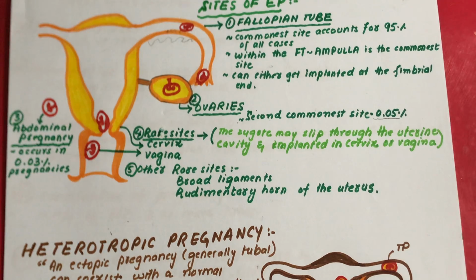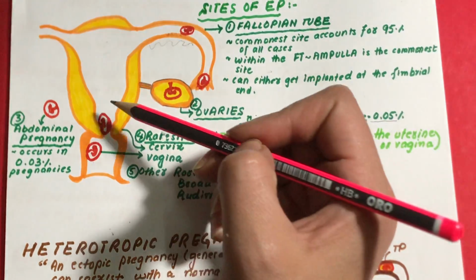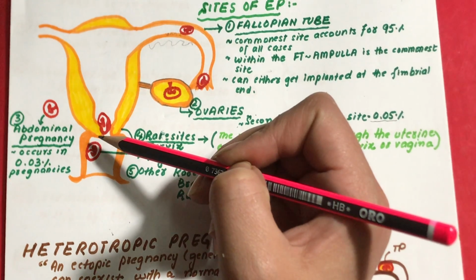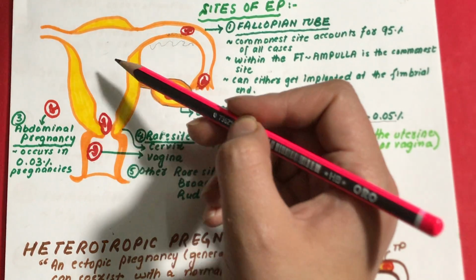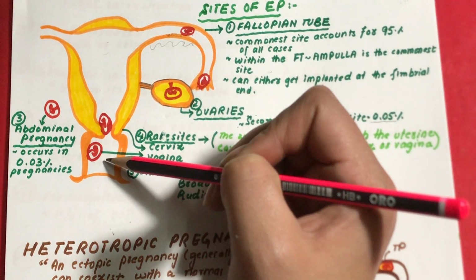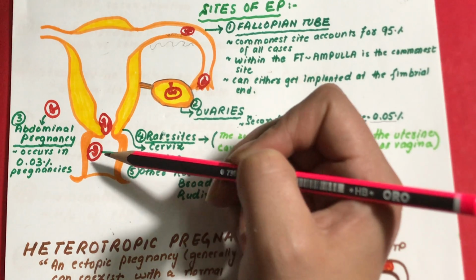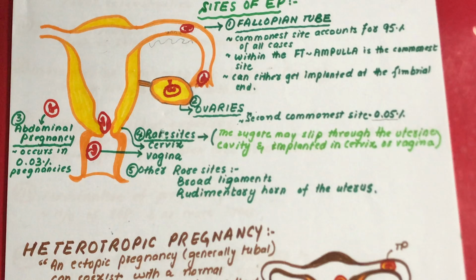The rarest sites are the cervix and the vagina. How does the zygote reach the cervix and the vagina? Rarely, the zygote may slip through the uterine cavity and get implanted in the cervix or even the vagina. Other rare sites are the broad ligament and the rudimentary horn of the uterus.